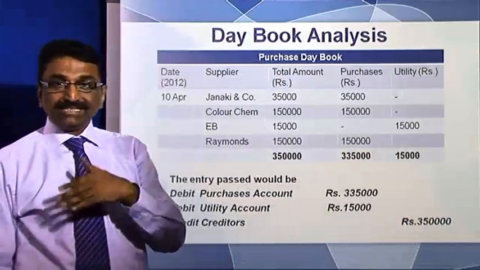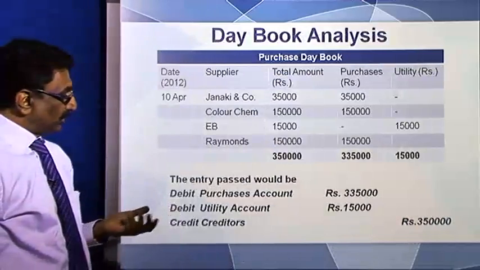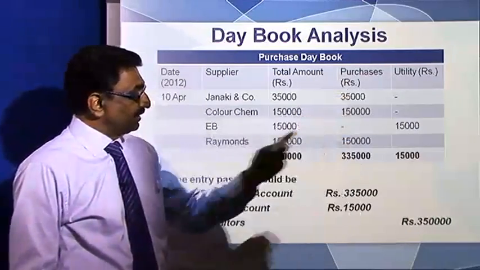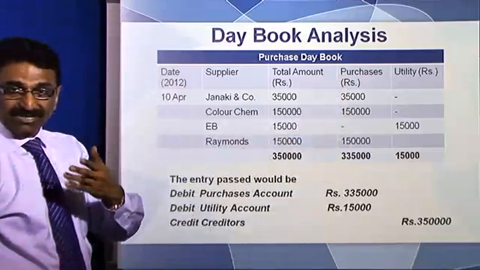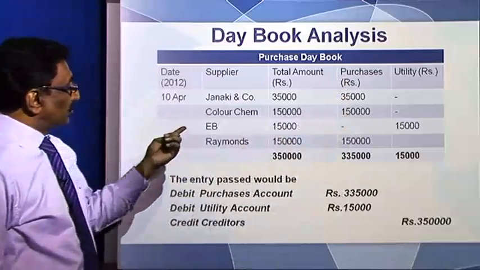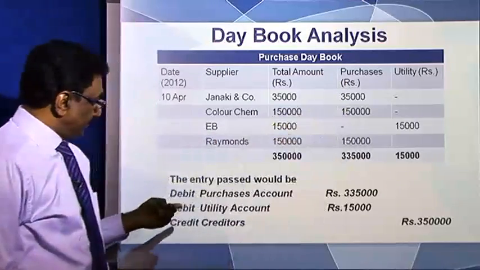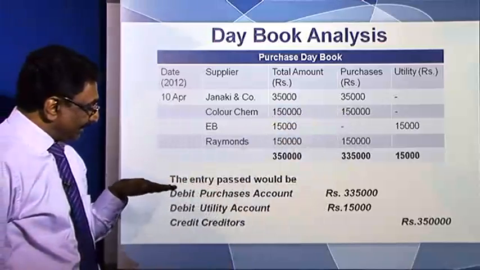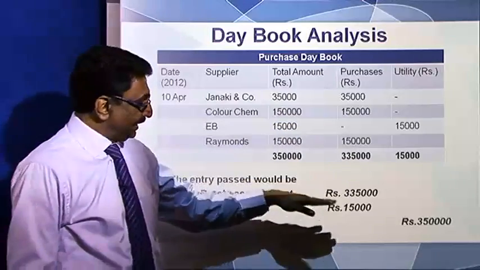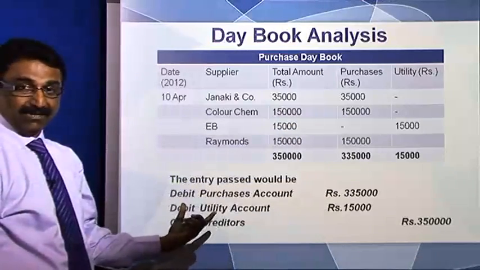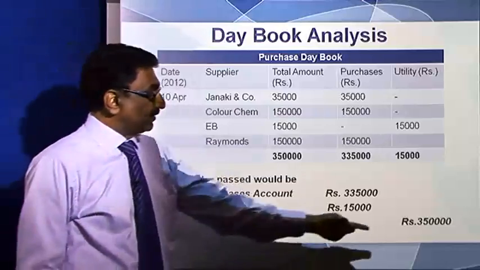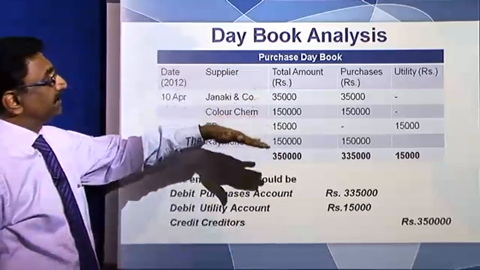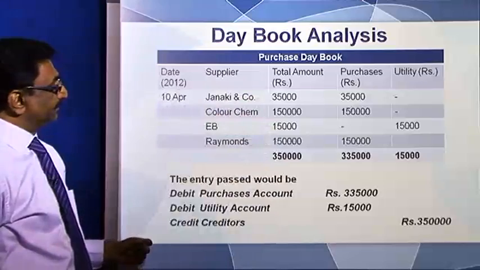Now the purchase day book. Purchases are an expense to you. So as the purchases increase, you debit the account, and in this case the purchases are 3,35,000 rupees. These are purchases for resale. Apart from that, you also have an expense of electricity bill, which is a utility account. So you will debit the expense of purchases, you will debit the expense of utility because both have increased, and you will credit a liability account because you have to pay them, the creditors account, with 3,50,000. So this is again journalizing or posting into the ledger the purchase day book details.